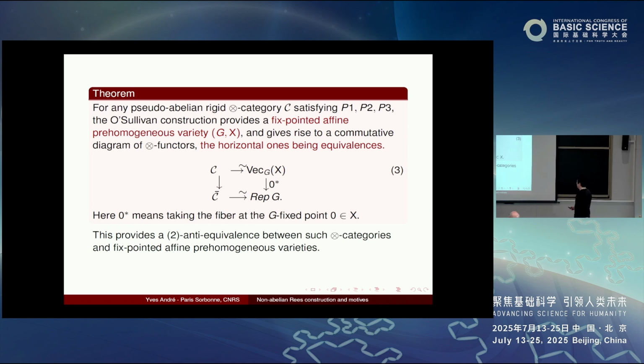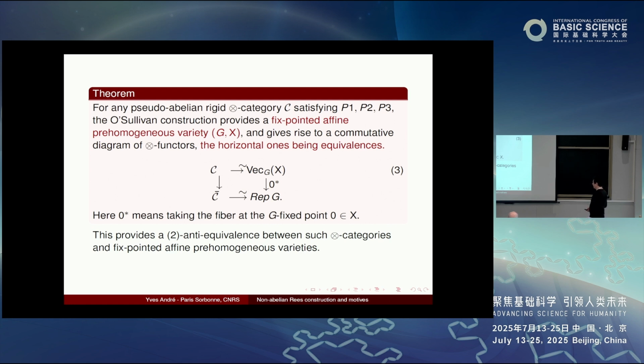Here you have C and its quotient by the maximal tensor ideal, C bar. In the Rees case, C was just a filtered vector space, and C bar the graded vector space. And on the right, you have the G-equivariant vector bundles on X. And here the vertical arrow is taking the fiber at the point, let's say 0, which is the unique fixed point in X under G. And the quotient is equivalent to the category of representations of G.